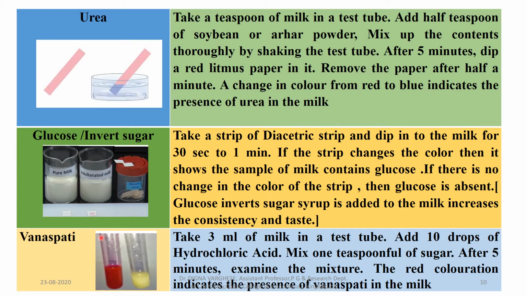We are taking milk in a test tube, adding 10 drops of hydrochloric acid and 1 teaspoonful of sugar to it, and after 5 minutes examining the mixture. The presence of Vanaspati in the milk turns the color to red, which means it is adulterated milk. This is the pure milk.